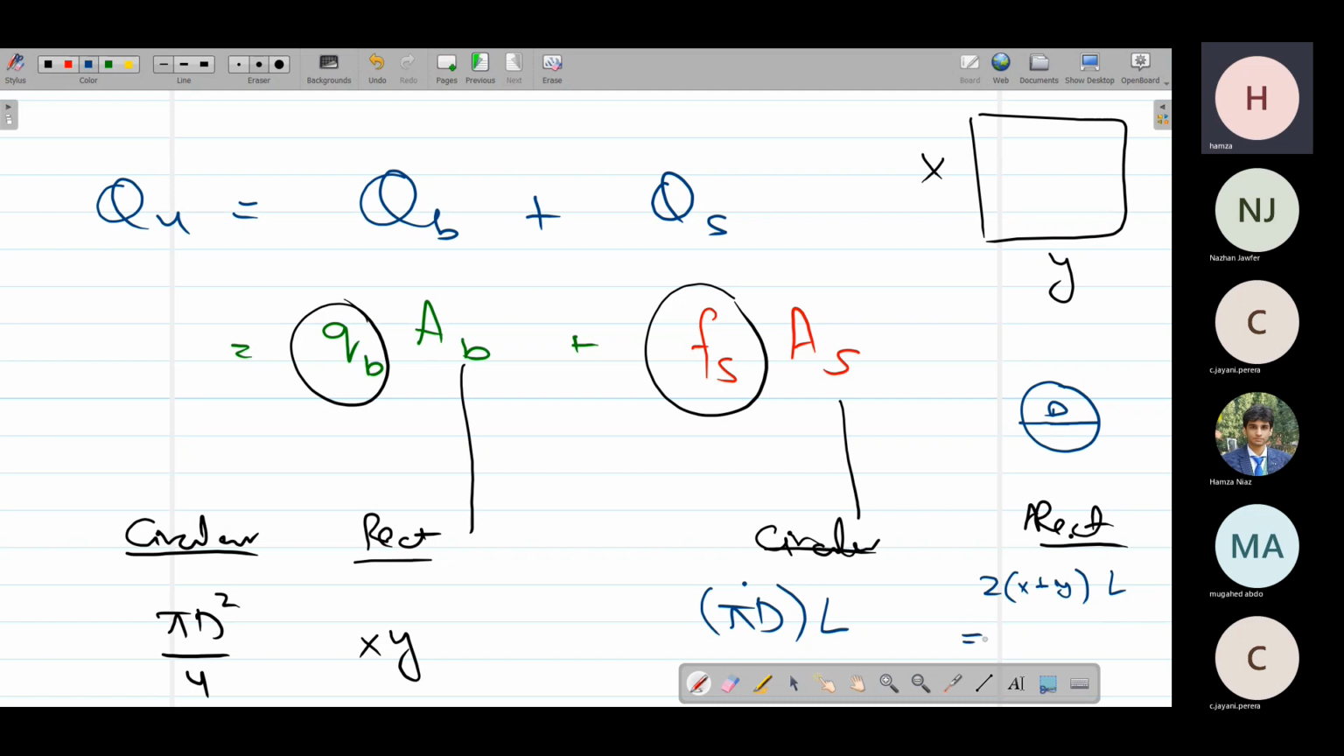Or for the square case, as x and y are the same, we can write it as 4 times b into L, where for the square case all sides are b. So for the square case, 4 times b into L; for the rectangular case, 2 into (x plus y) into L; and for circular, it is pi into d into L.